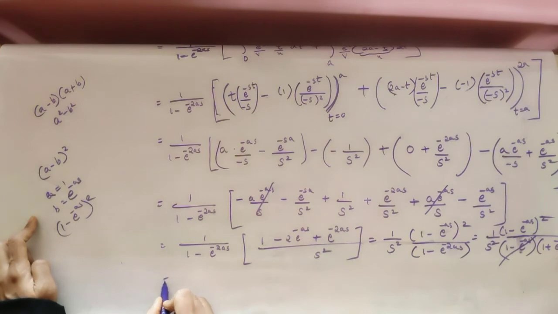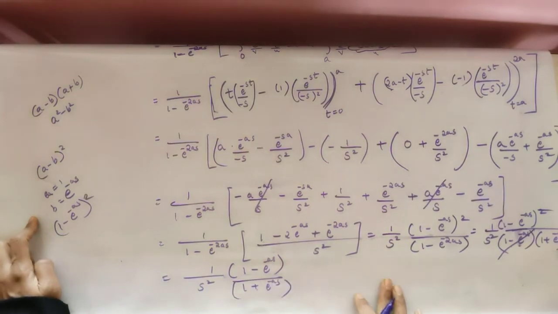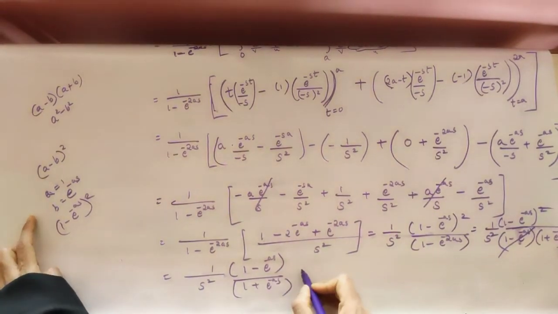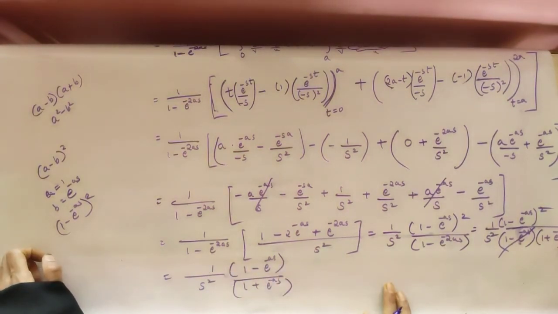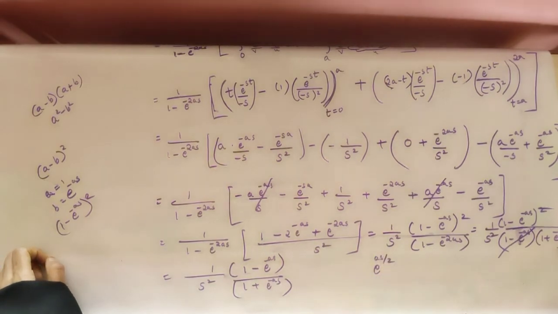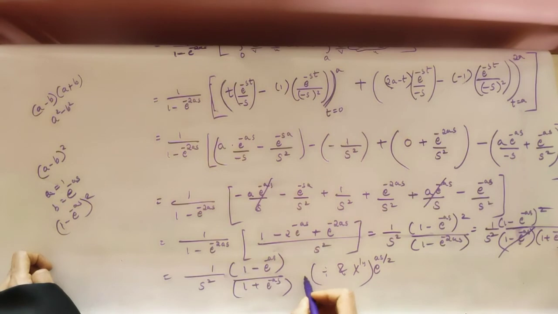I shall write it here. So it is 1 divided by s square as it is, and one bracket here, 1 minus e to power minus as over 1 plus e to power minus as. Something like this you will be left with. Now you divide and multiply. For this term, you divide and multiply by e to power as by 2. Divide and multiply by e to power as by 2 over here. So I will say divide and multiply by this thing to this. A note over here.